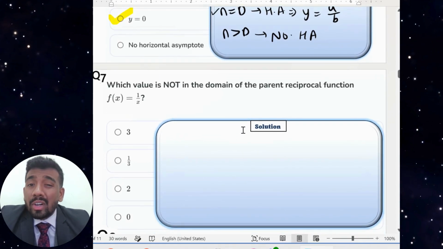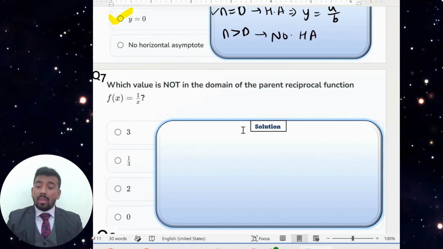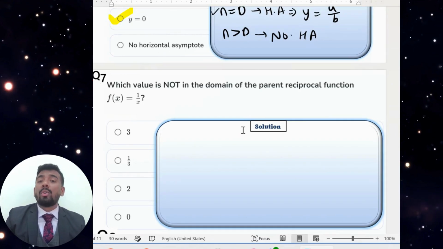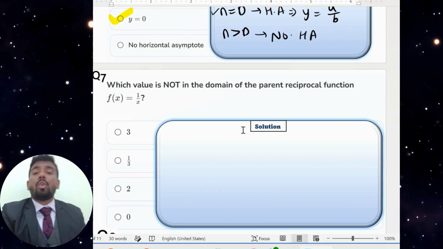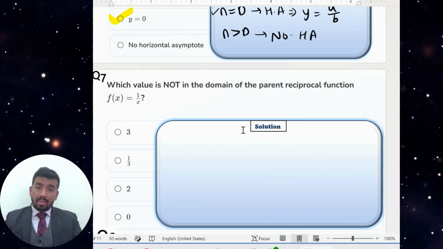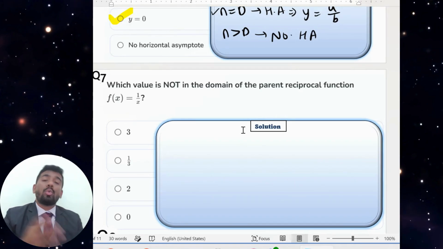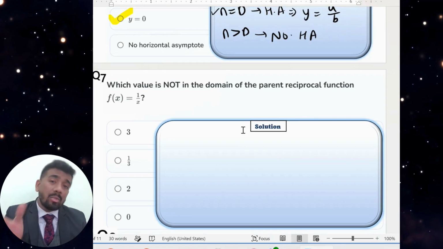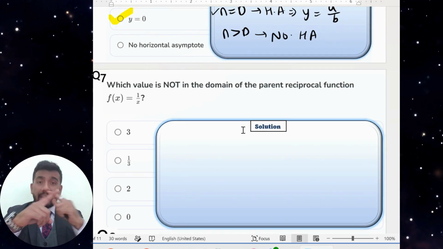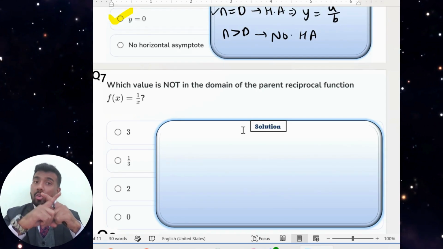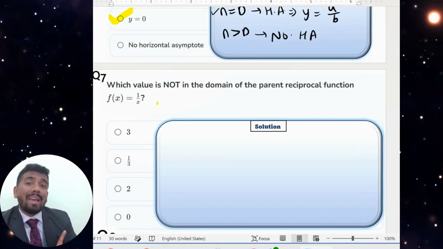Which value is not in the domain of the parent reciprocal function? Now here, what is this? This f(x) equal 1 over x is a reciprocal function, and it's a parent function. Why do you say parent? It means it's the original function. Like x is the original variable, if you add anything to it like x plus 2, x plus 3, 2x, 3x, then it's not a parent function. The parent function is only x, the original one. Okay, the GOAT. So same over here, 1 over x is the original parent function.